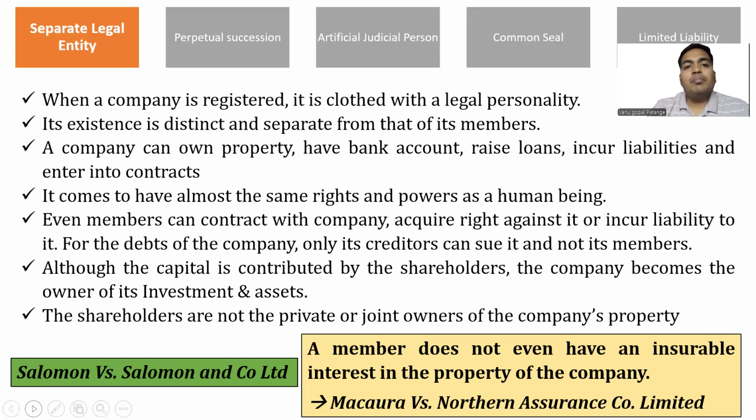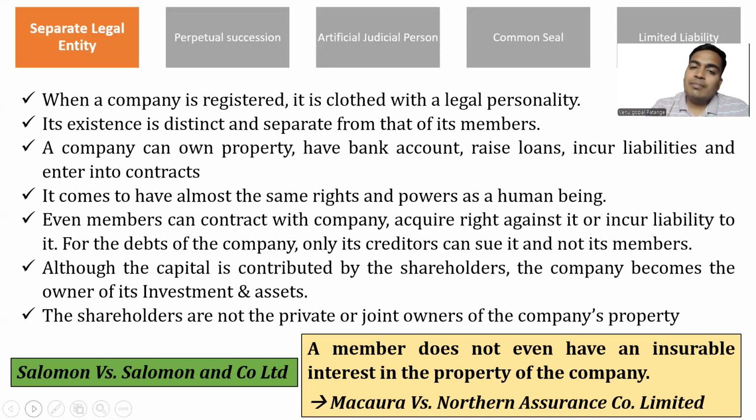But the insurance company, Northern Assurance Company Limited, said there is a separate legal entity. The owner and the company are different. Hence, Macaura will not get the insurance claim. The court gave judgment in favor of Northern Assurance Company Limited, saying that Macaura and the company are different in nature. The property of the company does not belong to the owner.